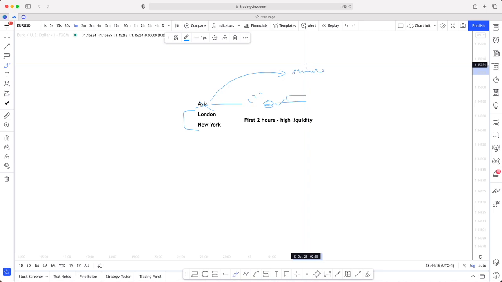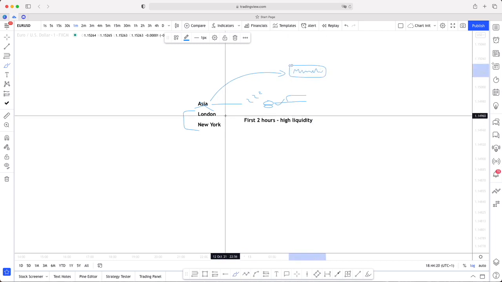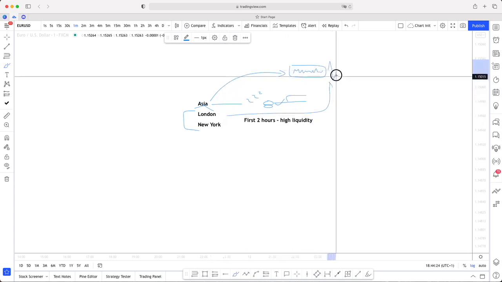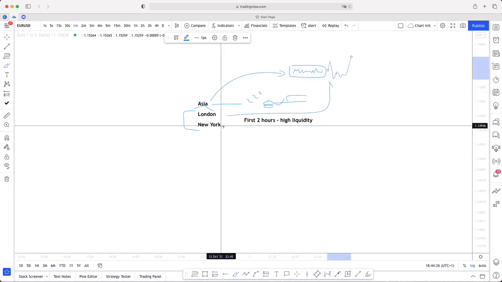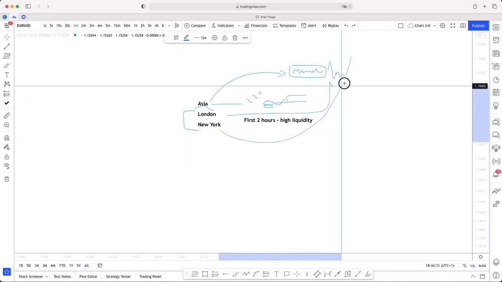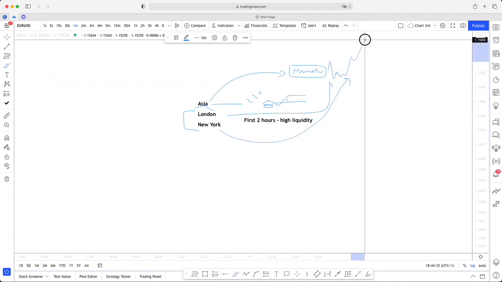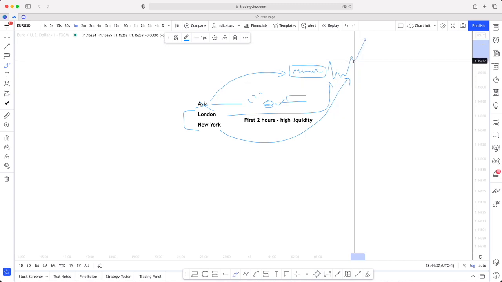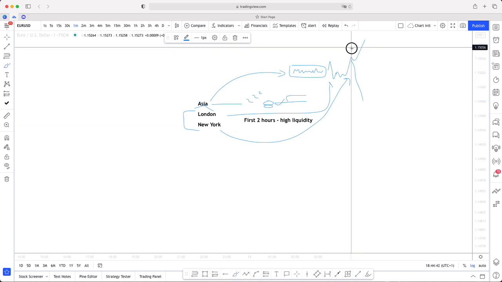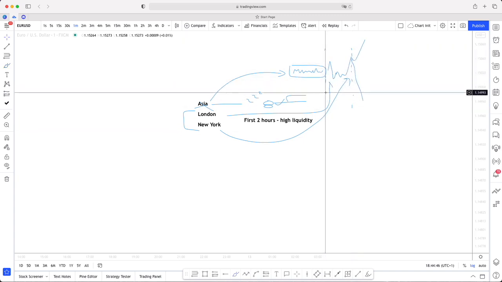But generally what happens, you have this consolidation phase during Asia, then London will come and take out some sort of liquidity, and you have some sort of impulsive move, and then New York will come. Why did I draw it like that? Then New York will come, right? And you'll either have a continuation, or you'll have a full-on reversal. So let me try and separate this. Okay, so that's just a rough idea.